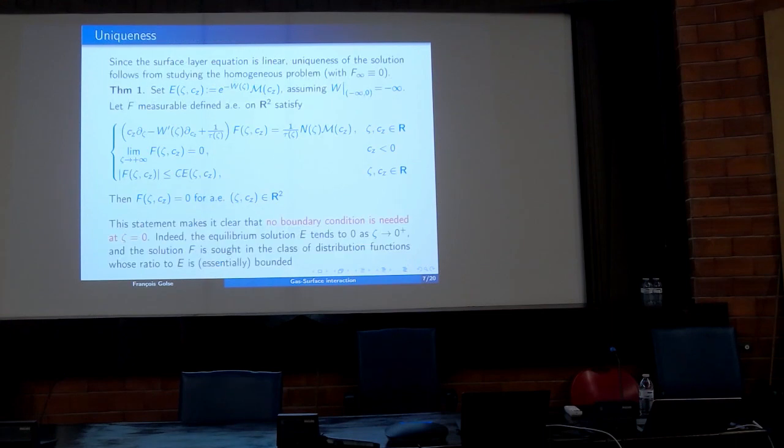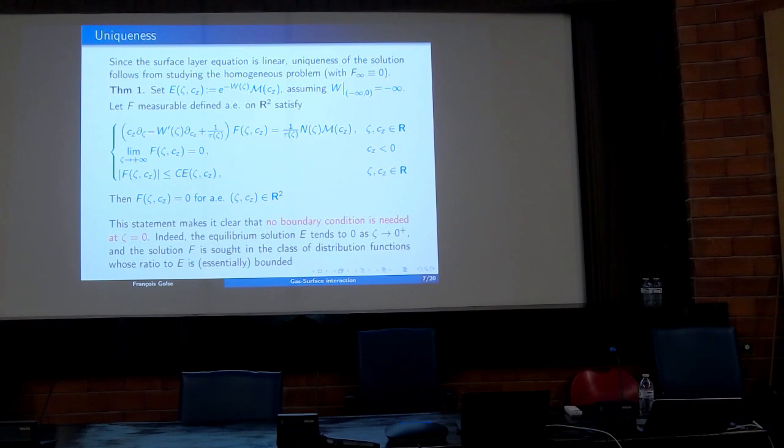Okay, good. So the first thing that you can prove is a unique nice statement. Because the surface layer equation is linear, the uniqueness of the solution follows from studying the homogeneous problem. In other words, you prescribe the density coming from infinity equal to zero, and you would like to show that the solution everywhere is going to be equal to zero. So here you have this equilibrium, if you want, it's the Gibbs distribution which is attached to the Poisson bracket. Assuming that W for negative values of zeta is equal to plus infinity, not minus infinity. It's minus W which is equal to minus infinity, so that because you have exponential minus W, if you put plus infinity here, this prohibits particles to enter that region.